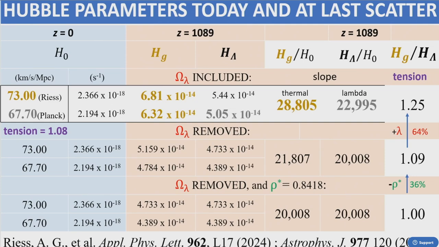On the left side of this table, we have the research results of two groups, the Riess and Planck groups, and that 8% tension that's bothering everyone. In the center of this slide, we have those numbers extrapolated back to last scatter. On the right side, we have ratios, which I will call slopes. And on the far right, we have the tension between the models, which is about 25%. When we get rid of light energy, most of that tension disappears, it drops to 9%. And when we accrete 16% of the baryons, that tension disappears, and these models give identical results.